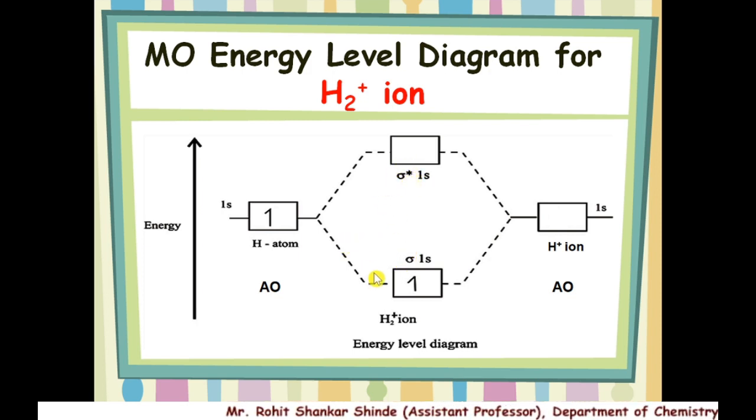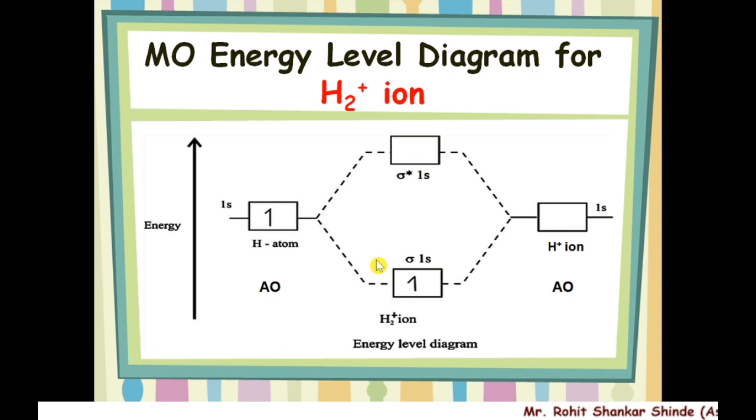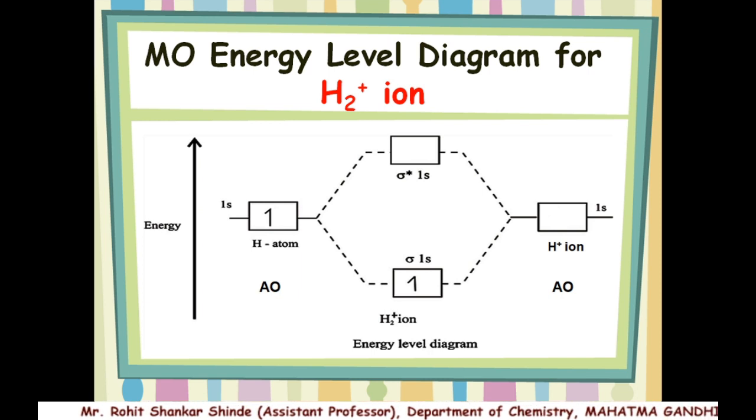The lower energy molecular orbital is the bonding molecular orbital, shown by the name sigma 1s, while sigma star 1s is the higher energy anti-bonding molecular orbital. So in case of H2 plus ion, two hydrogen atoms combine and form two molecular orbitals. One is bonding, that is sigma, and another is anti-bonding, and that is sigma star.